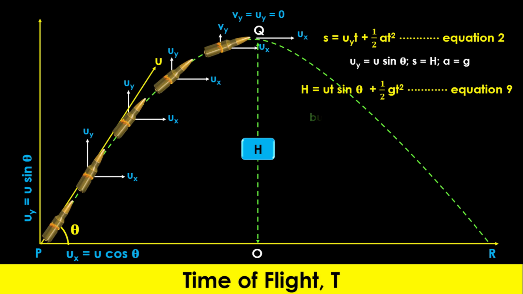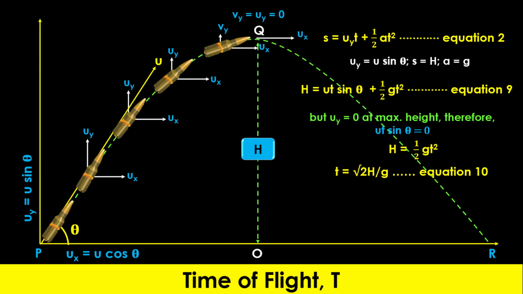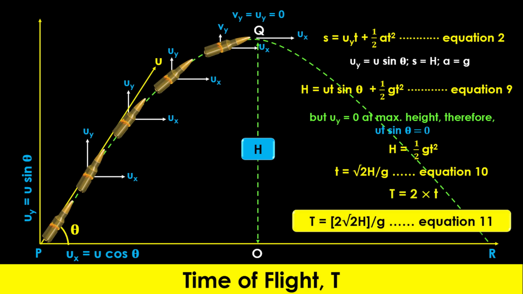Recall that at the maximum height, the initial velocity for the downward motion is 0. So if we substitute that into equation 9 and solve for t, we will obtain t equals the square root of 2h over g. Equation 10 gives the formula for calculating the time it will take the projectile to reach or fall from the maximum height when only the height is given. Multiplying equation 10 by 2 gives us the formula for calculating the time of flight when the height alone is given.